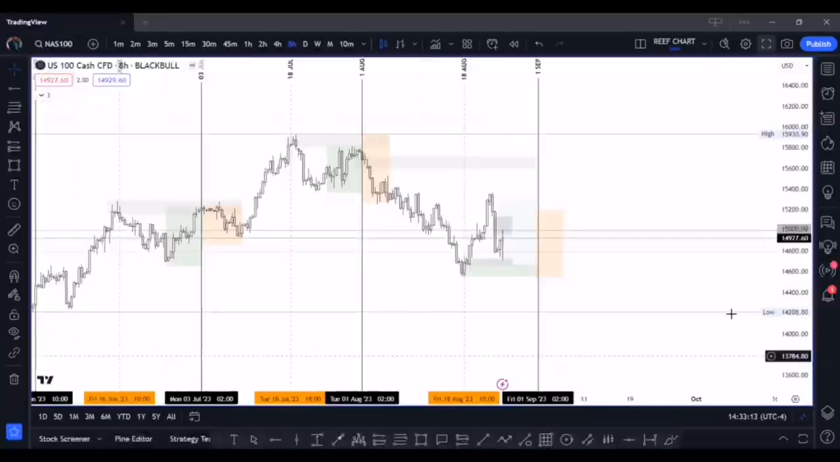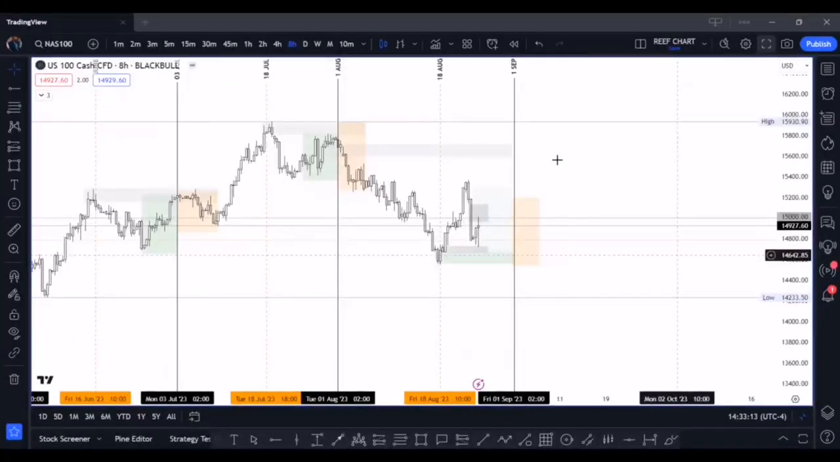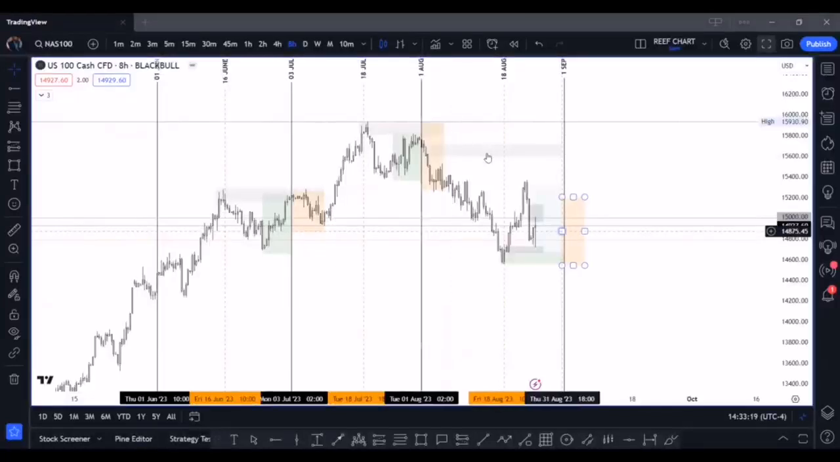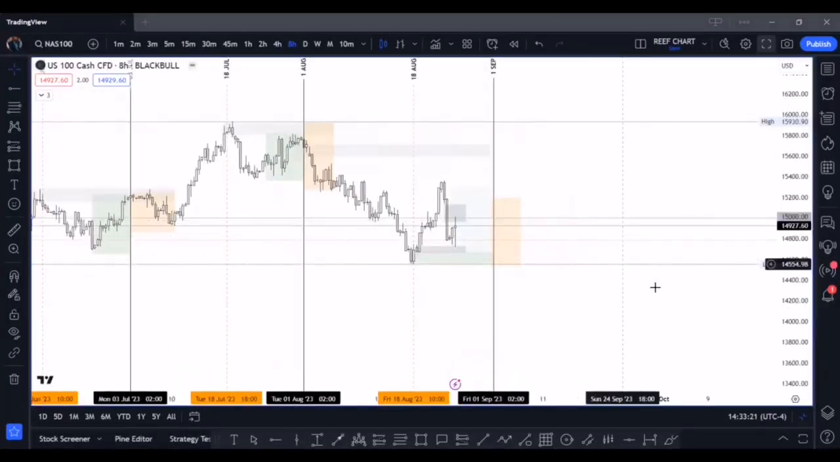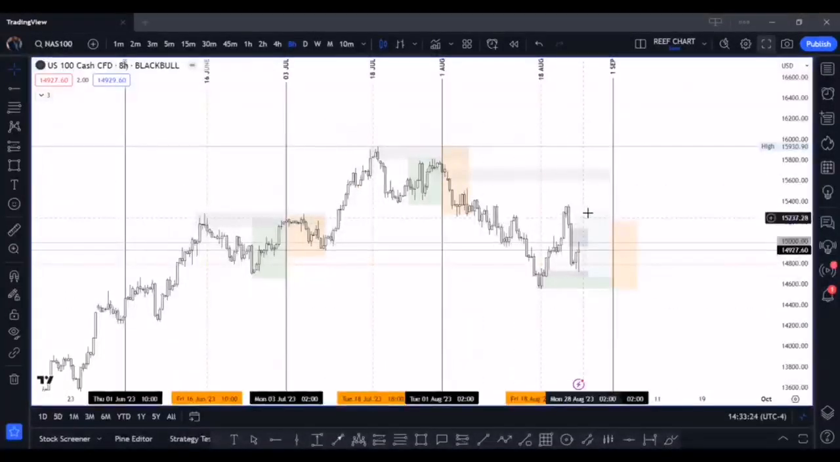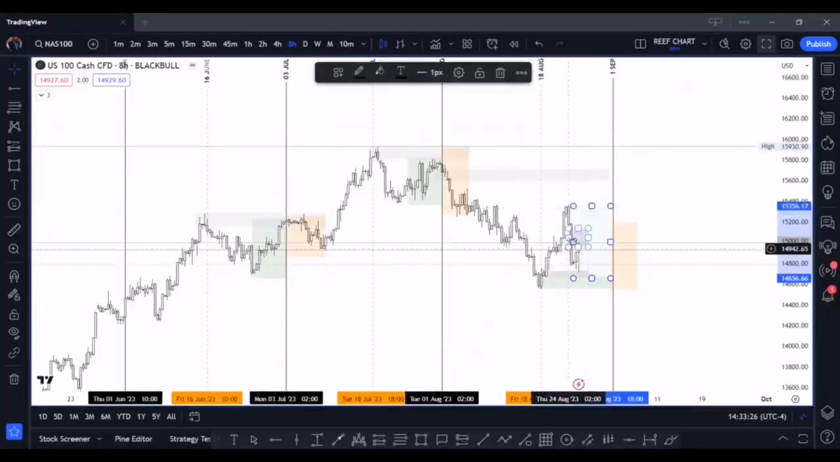So let's go back. Now, this is basically what we discussed. You can build a very powerful narrative by understanding what happens in the market during certain times of the month.